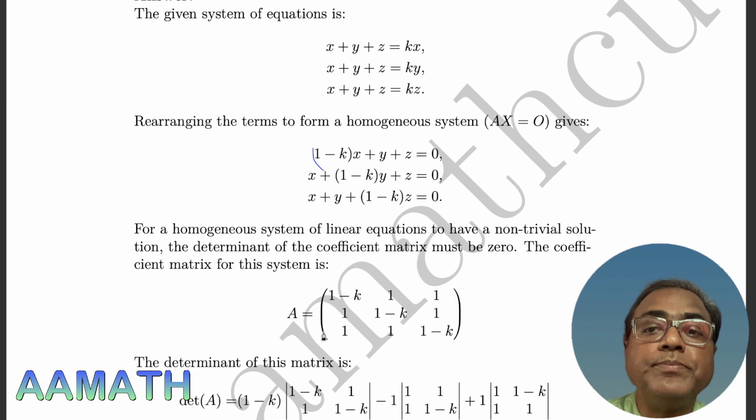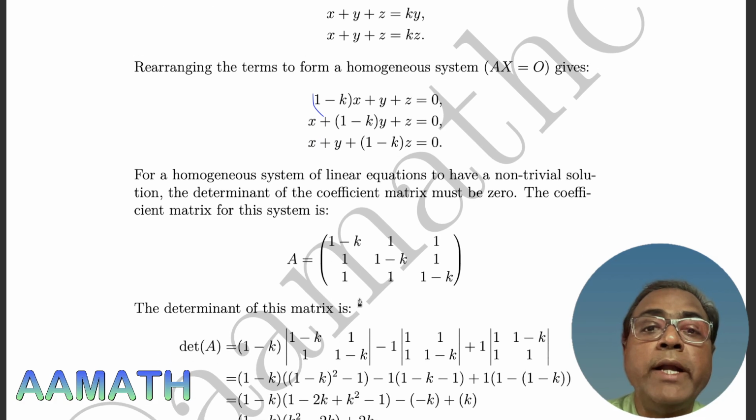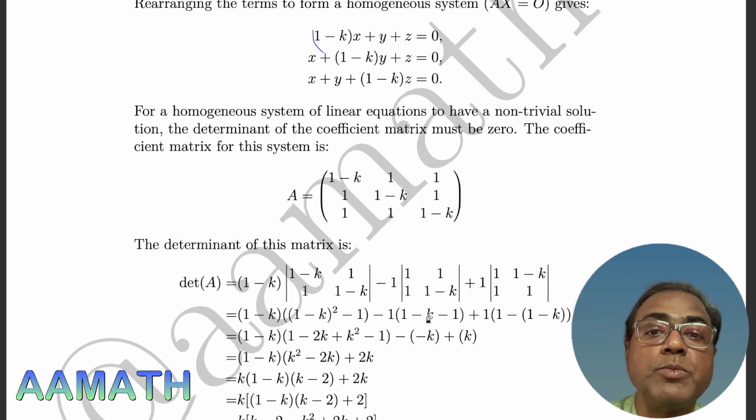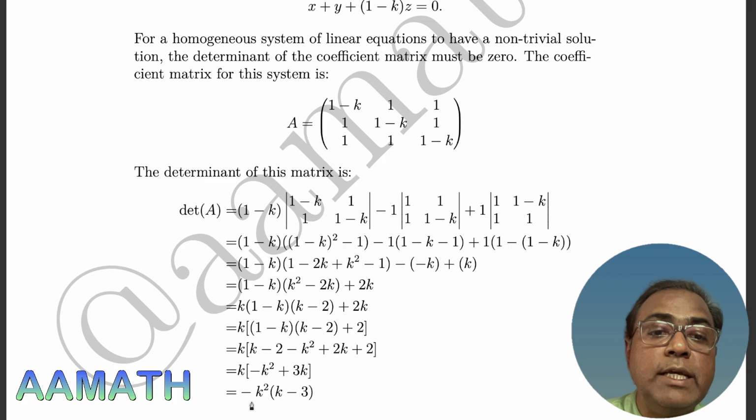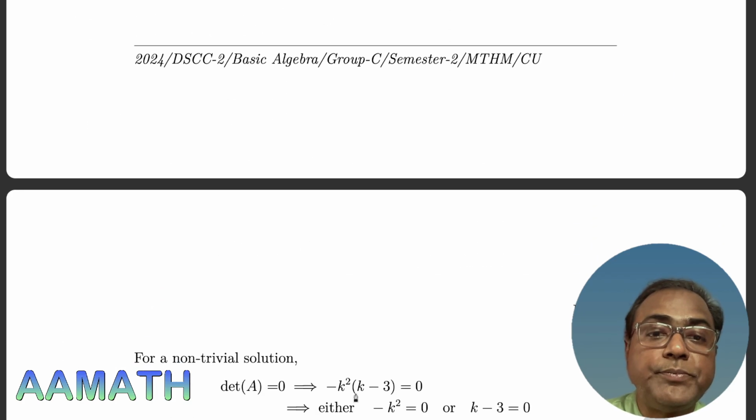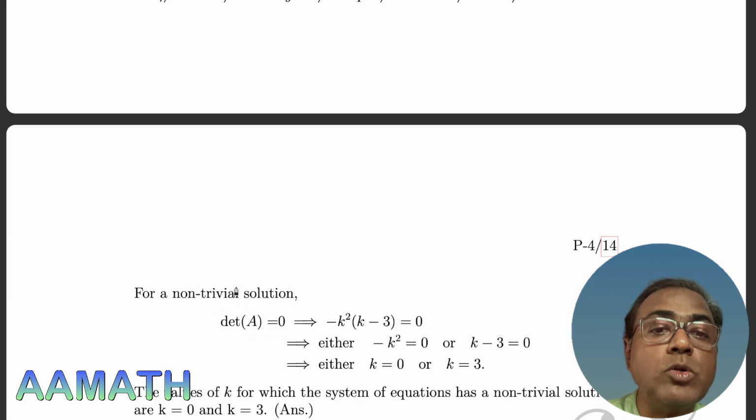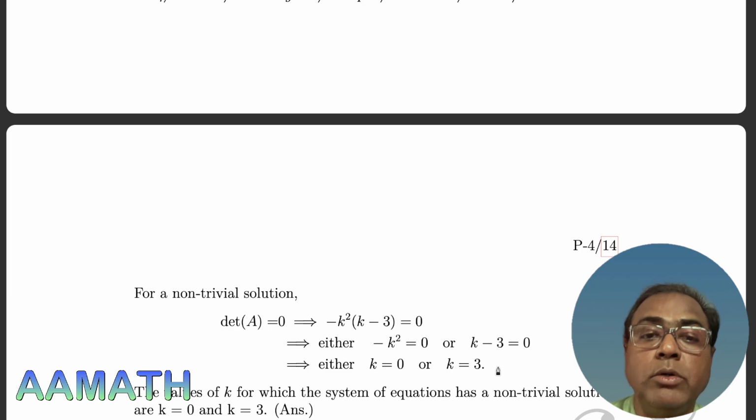For this homogeneous system, the trivial solution is the obvious solution. So we are interested in non-trivial solutions. So we find the determinant of the coefficient matrix. This A is the coefficient matrix, and the corresponding determinant is k square minus k square bracket k minus 3. For a non-trivial solution, determinant A equal to 0. So we get either k equal to 0 or k equal to 3.